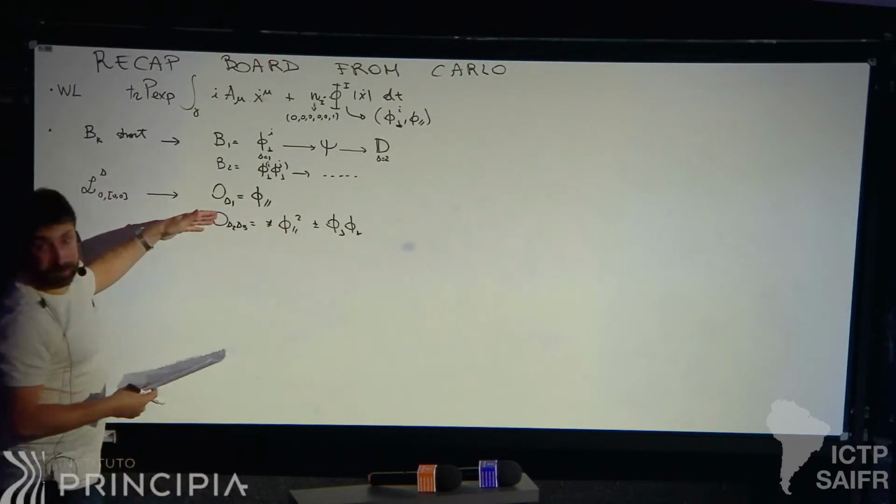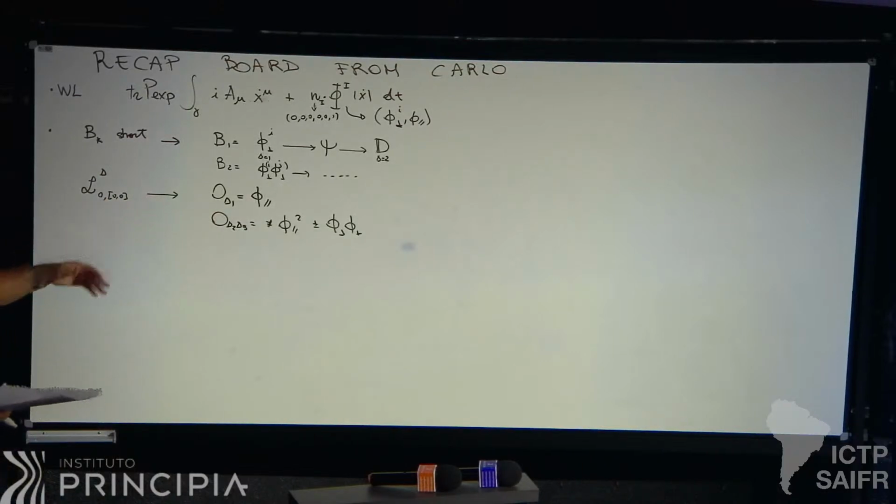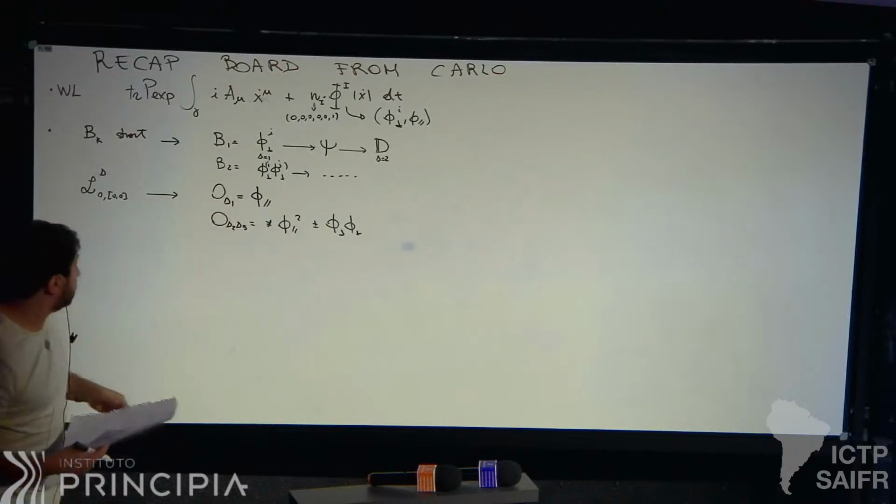But what do we do with those operators? Obviously we want to compute correlation functions because we are interested at some point in computing a 4-point function and the OPE coefficient, okay?